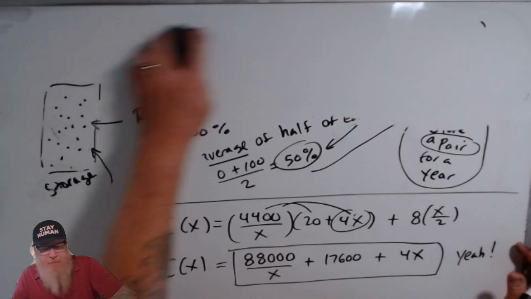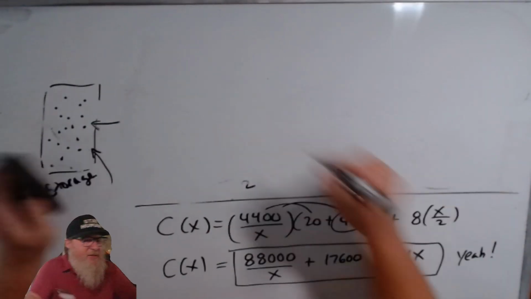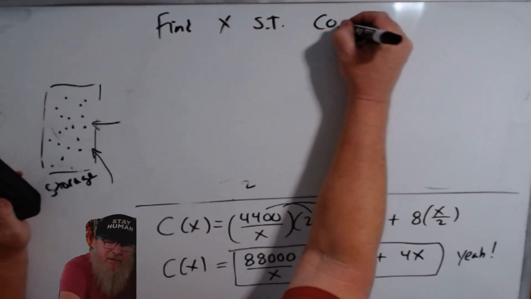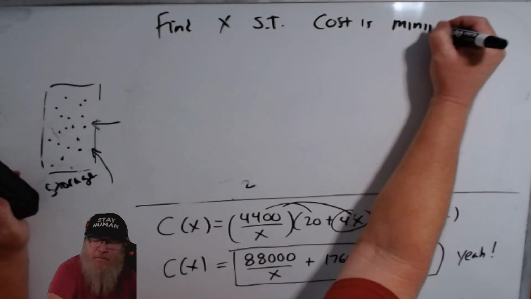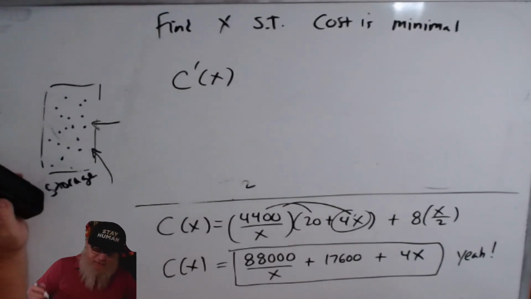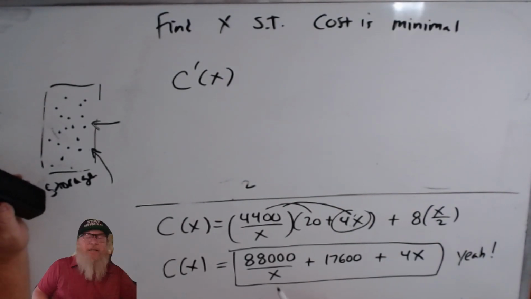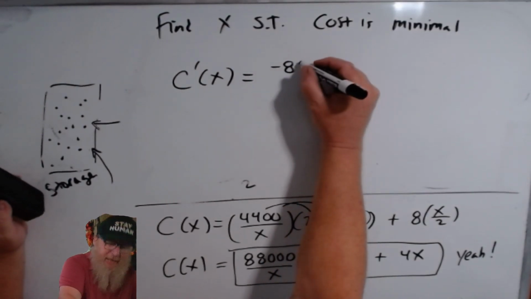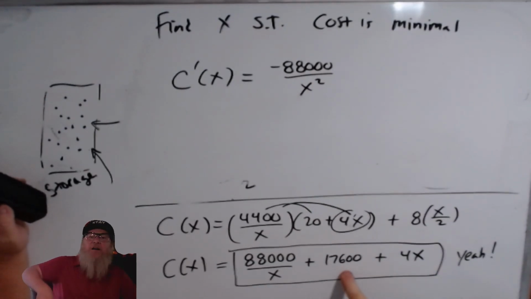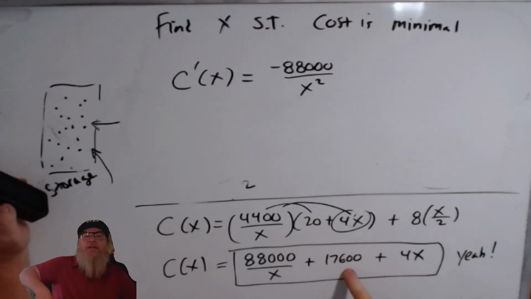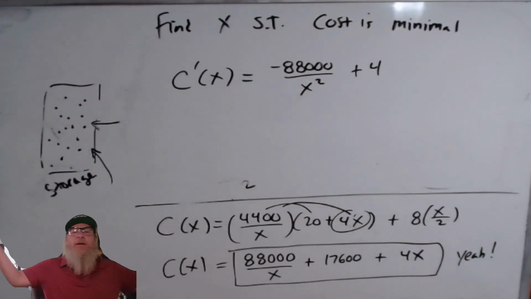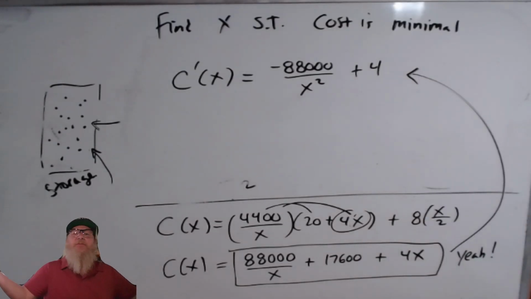All right. So the whole lesson is minimizing. So now find x such that the cost is minimal. That is the whole lesson today. So we're going to do C prime of x. Here's our C. I'm going to do this very quickly. It's negative 88,000 over x squared plus 0. I'm not even going to write that down, because the derivative of this constant goes away. And then the derivative of 4x is plus 4. There we go. So there's your derivative.